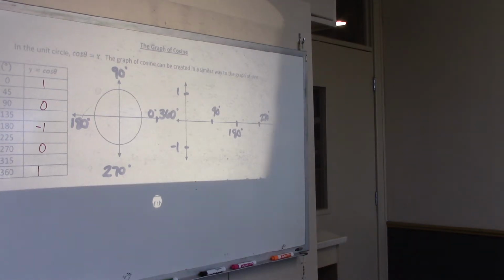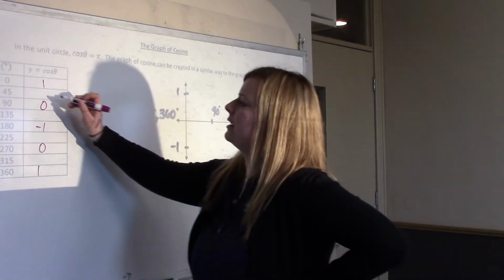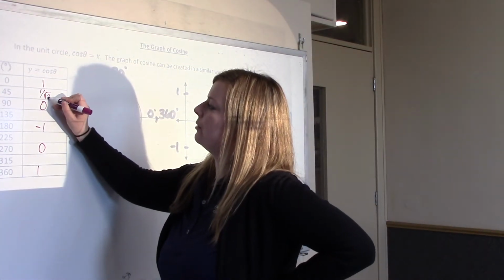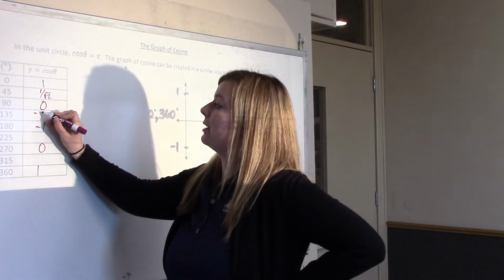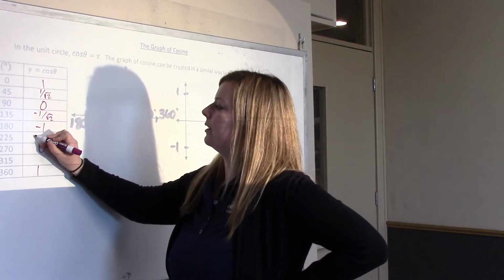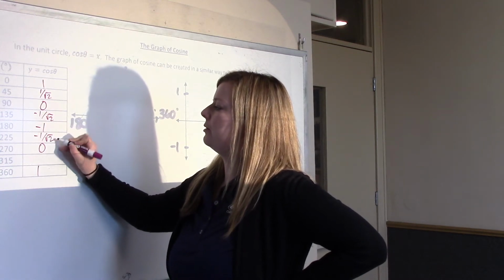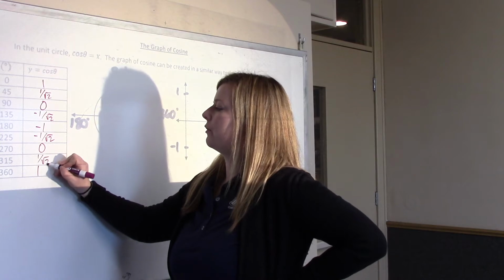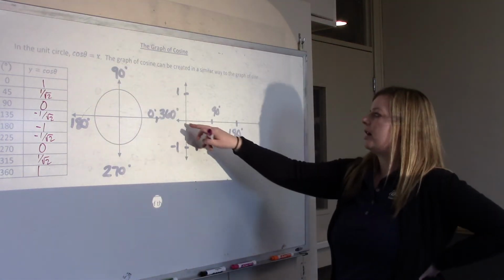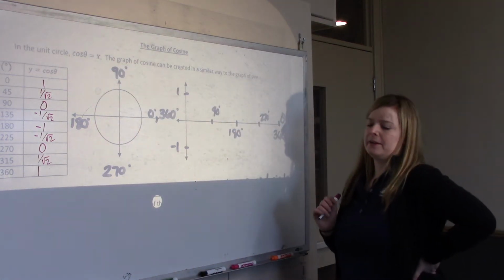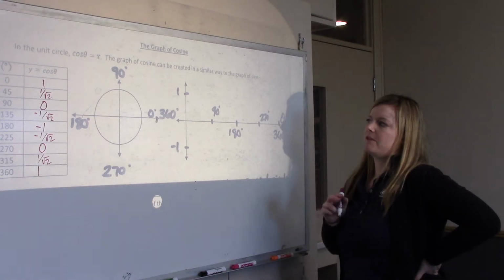And then cos of 45 degrees, you would get 1 over root 2 is the exact value. Here you'd get negative 1 over root 2. Here again, a negative 1 over root 2, and at 315, a 1 over root 2. So I could plot these, you'll see what happens. But let's do the logic of what's going on here.